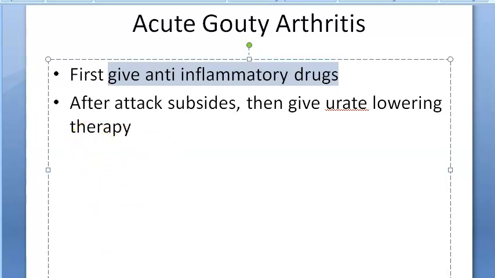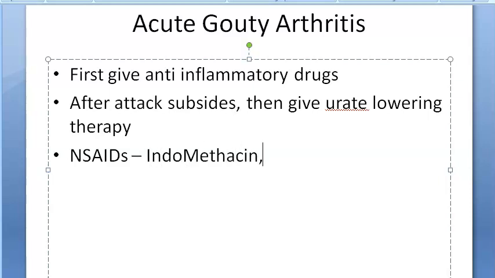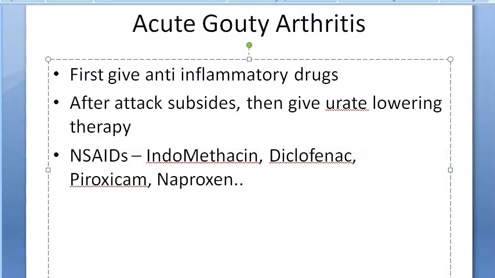Now, NSAIDs, which all should you give? Just writing NSAIDs is not enough. You should give indomethacin, diclofenac, then piroxicam, then you should give naproxen, so many drugs, and even etoricoxib. But I thought these coxibs are not used. Whatever they say in the textbook, we will type it for us. Etoricoxib. So they are given in relatively high and quickly repeated doses.